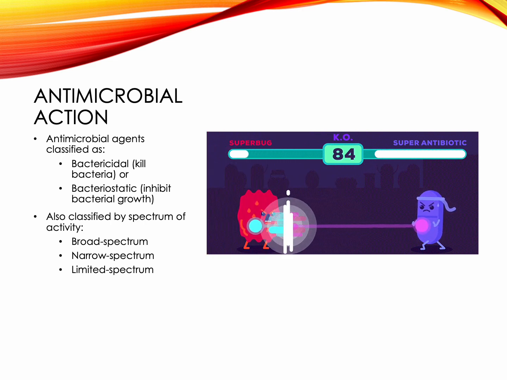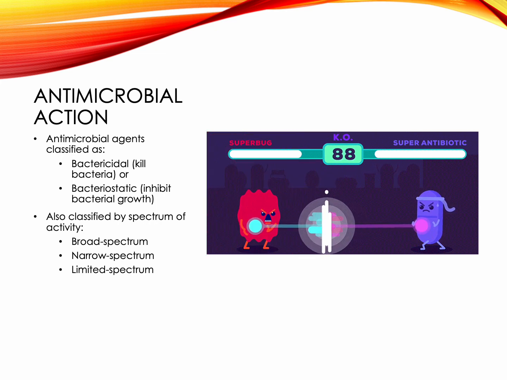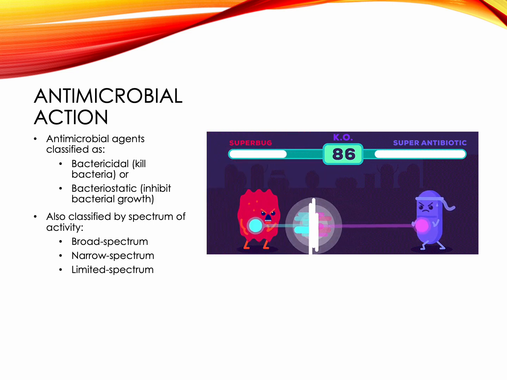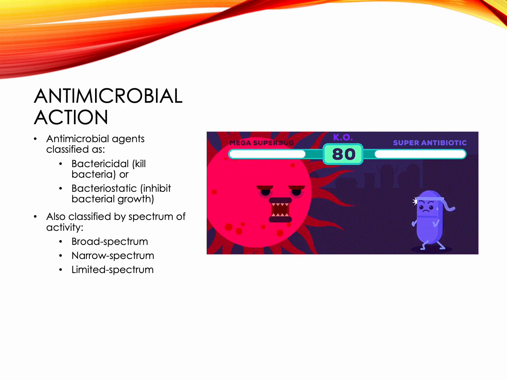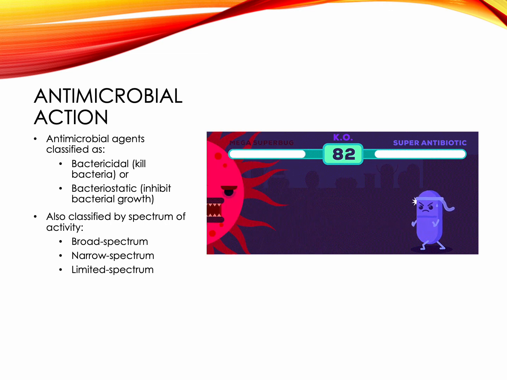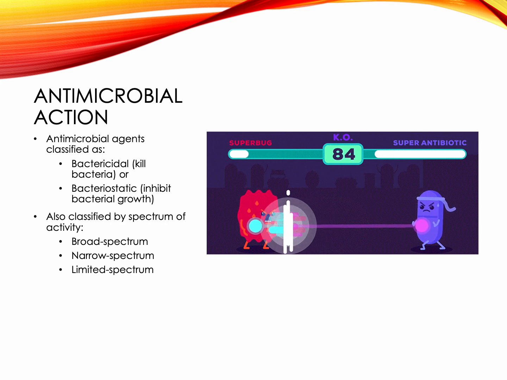Antimicrobials are classified as bactericidal or bacteriostatic. Remember, bactericides kill bacteria, and bacteriostatics inhibit the growth of a bacteria. Now, antimicrobials are also classified by their spectrum of activity, and there are 3 of them.